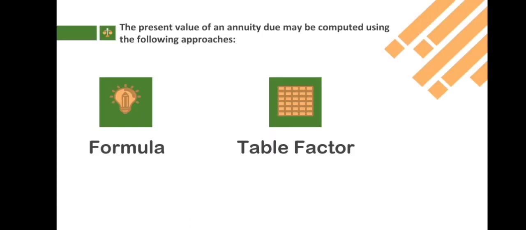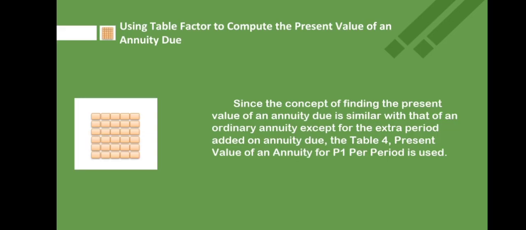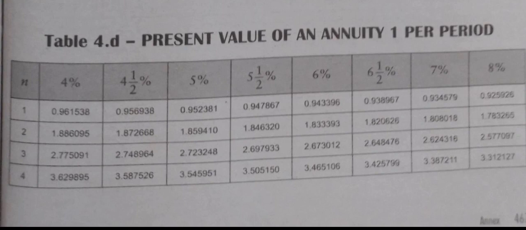So, kanina, ang ginamit natin na approach is formula, right? So, ngayon naman, gagamitin natin ay ang table factor. Using table factor to compute the present value of an annuity due. Since the concept of finding the present value of an annuity due is similar with that of an ordinary annuity, except for the extra period added on annuity due, the table for present value of an annuity for 1 peso per period is used. So, ito po yung itsura ng table 4.